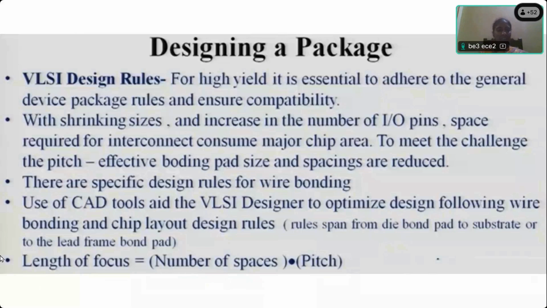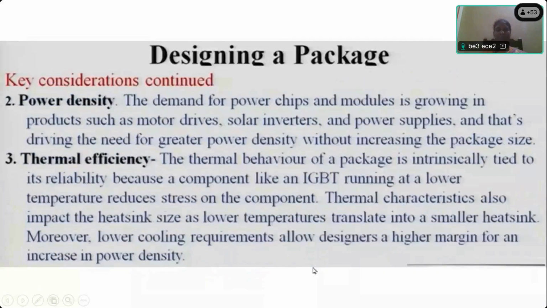So for software testing, the CAD tools can be used, VLSI designer can be used. In our VLSI lab, we have Cadence, and we have other software also, TCAD, Xilinx. All these are software versions of testing the basic design. Okay. Now, length of focus, it is number of spaces into pitch. Pitch means the holes, the ups and downs which are present.